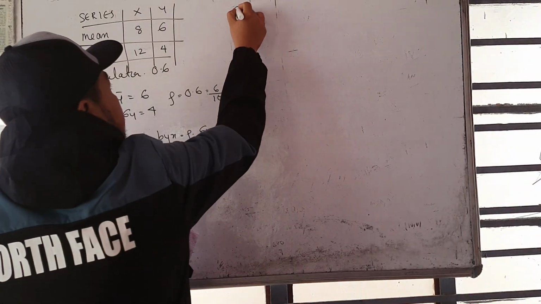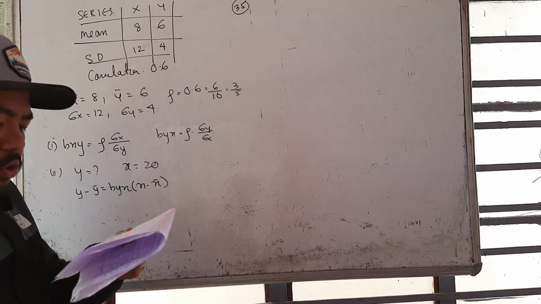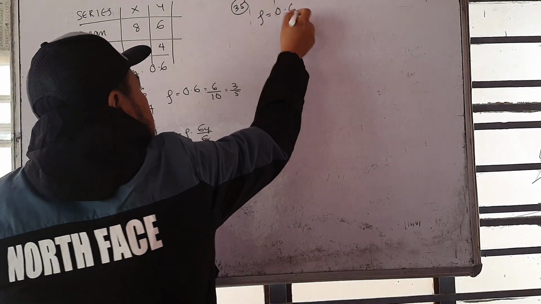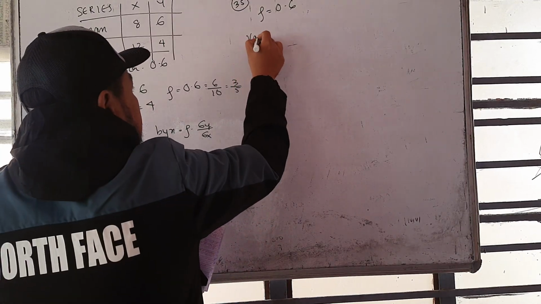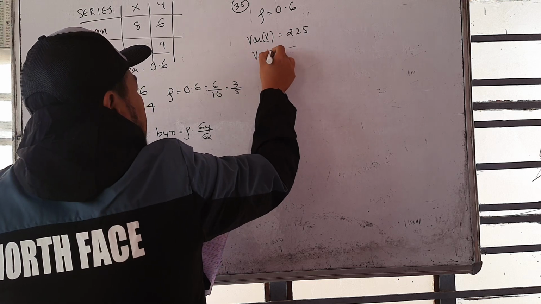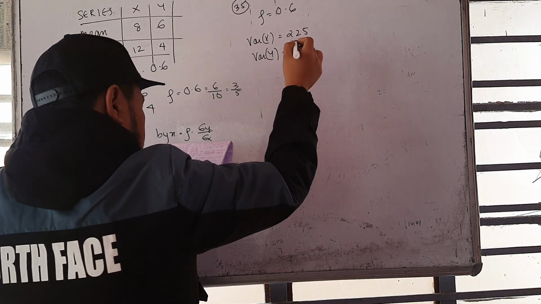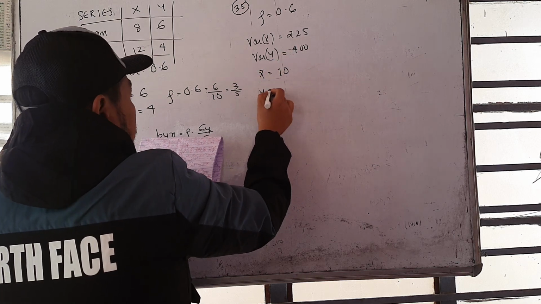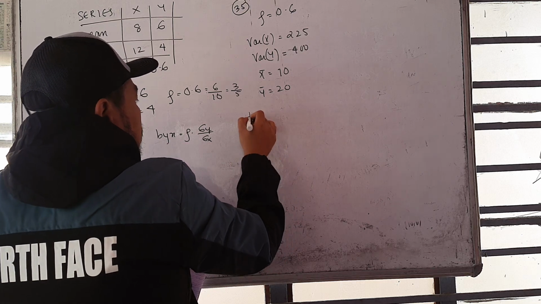Okay, this is question number 35. Everyone, see, the correlation coefficient between x and y is 0.6. So what is rho equal to, everyone? 0.6. The variance of x, var x, is 225, var y is 400, mean of x is 10 and mean of y is 20. This is given to us. You have to find the two lines of regression.